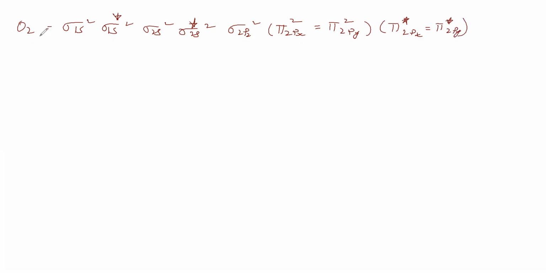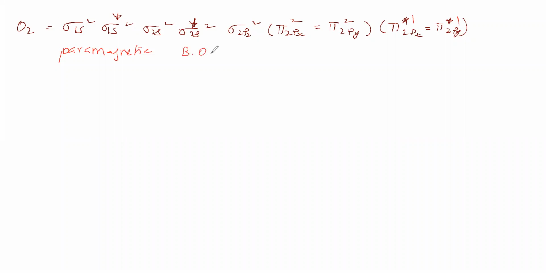Now, the O2 molecule has 16 electrons. Of these 16 electrons, 14 electrons are filled. The remaining 2 electrons we have to fill as per Hund's rule. As per Hund's rule, 1 electron goes here, 1 electron here. Here 2 unpaired electrons are there. Therefore, it is paramagnetic.